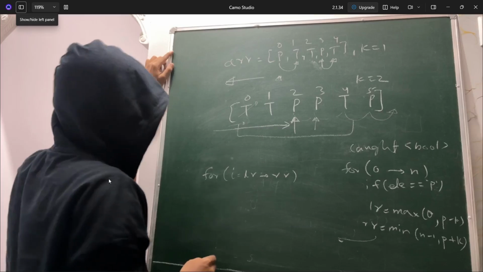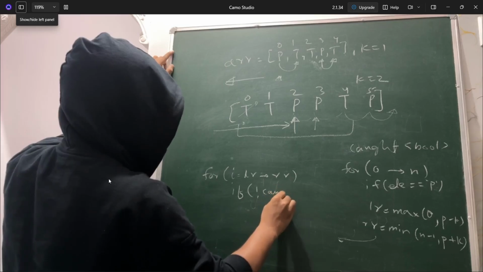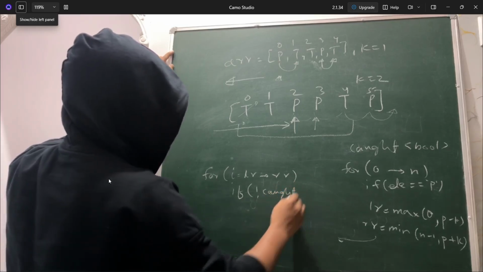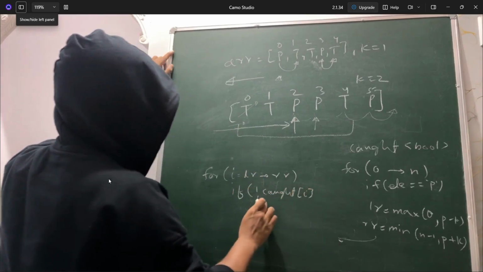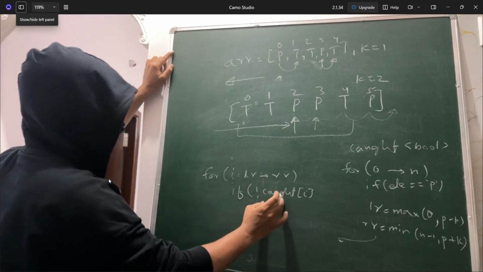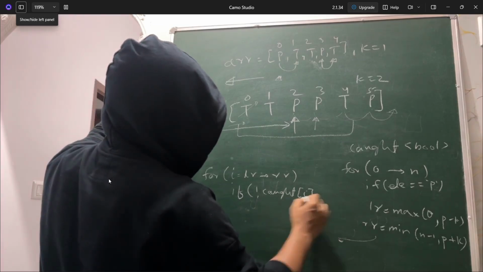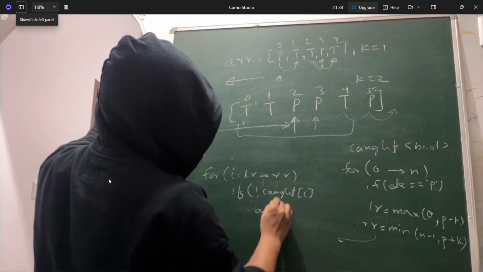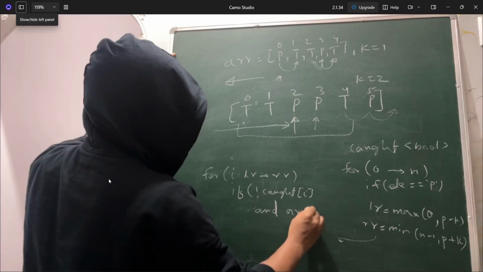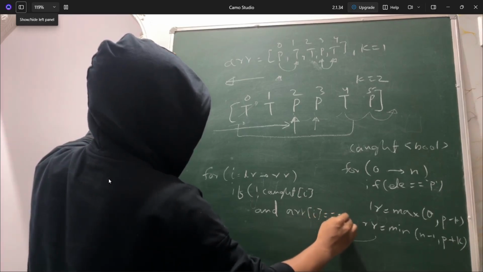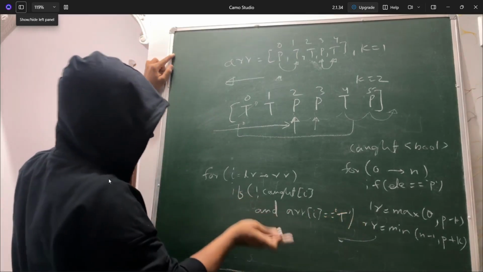Okay, and we will find if not of caught. Caught is basically an array which keeps track of the thieves which are caught. If not of caught of I, which means it is false, and not of that will be true. So if this is the condition, then we check whether array of I is equal to thief. T is denoted as thief. So in that case, we have got a leftmost thief.